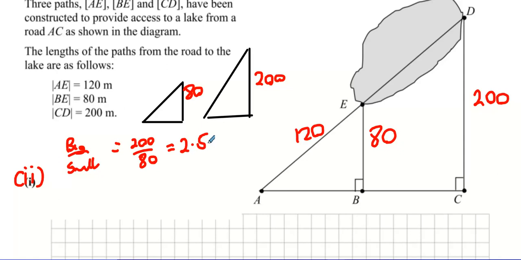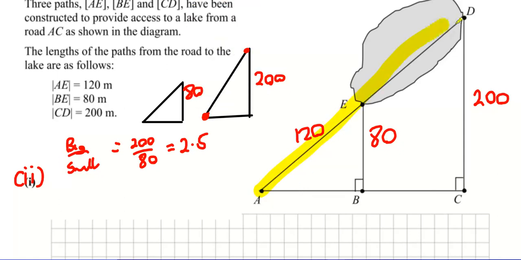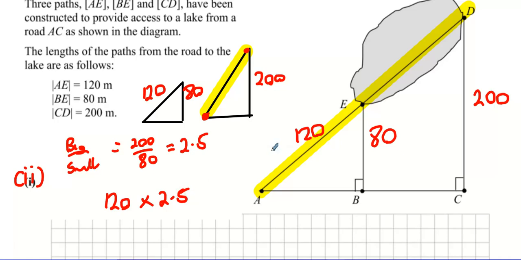Everybody cool, 2.5? Okay. Now, that's 2.5, which is 2.5 times bigger. Now, does everybody see E to D? E to D would be actually this big old length here. That's that yellow length here. And that yellow length is 2.5 times bigger than 120. So you get your 120 and you multiply by 2.5. 300. 300 for the full thing.